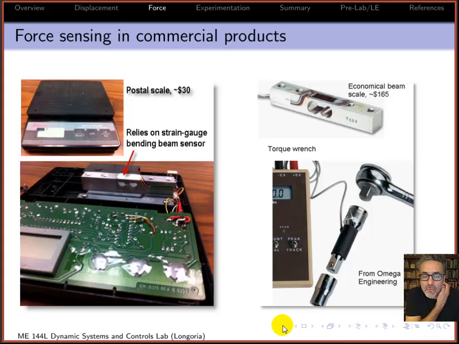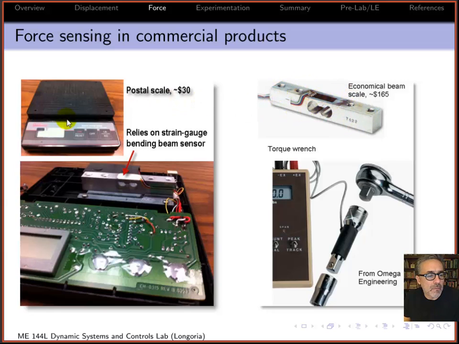And you can find force sensors used in a lot of different products. This is a postal scale that I opened up, and you can see there's a little beam in here. And these beams in these postal scales, and a lot of scales, bathroom scales and so on, most of them are strain gauge based. And they actually look a lot like this little beam.